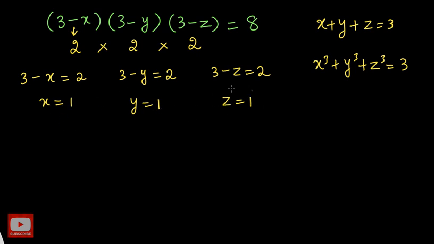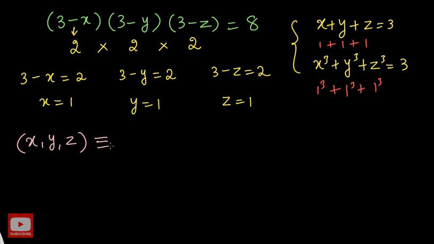So does this value satisfy these two equations? I think they do satisfy, right? Because you can see 1 plus 1 plus 1 is nothing but 3. And in the same way, 1 cube plus 1 cube plus 1 cube is also 3, isn't it? So we got one set of solutions. So that is x, y, z, they are equal to what? 1 comma 1 comma 1.